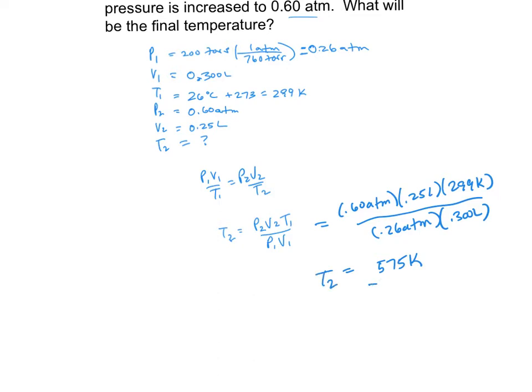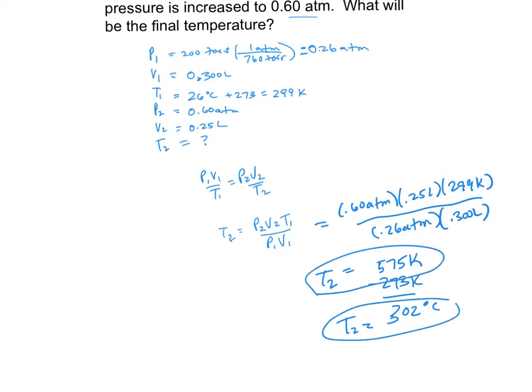And then if you subtract the 273 from it, you have 302 degrees C, sorry, not Kelvin. So T2 is 302 degrees C, or 575 Kelvin. 575 Kelvin would have been just fine.